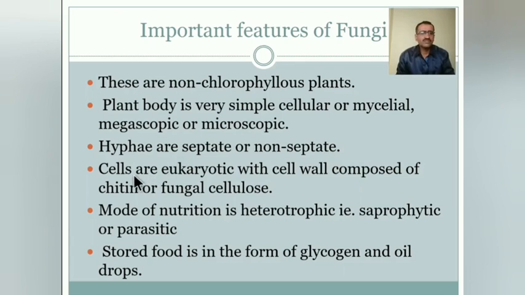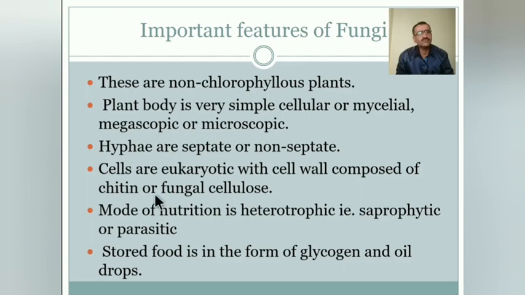Next one is the cell. Fungi are eukaryotic, with a cell wall composed of chitin or fungal cellulose. Mostly fungi are made up of eukaryotic cells. The cell wall of the fungi is made up of chitin. Chitin is a chemical compound, and with the help of that, the cell wall of the fungi is made up.